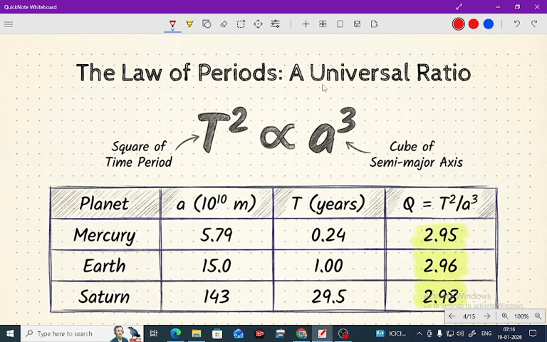The law of periods, a universal ratio. The square of the time period T square is directly proportional to the cube of the semi-major axis. Planets Mercury, Earth, Saturn. A, the semi-major axis, is 5.79 into 10 to the power 10, 15.0, 143. T in years: 0.24, 1.00, 29.5. T square by A cube: 2.95, 2.96, 2.98.